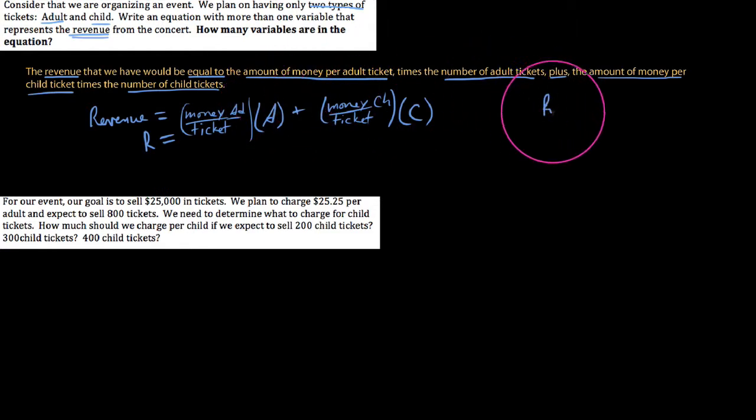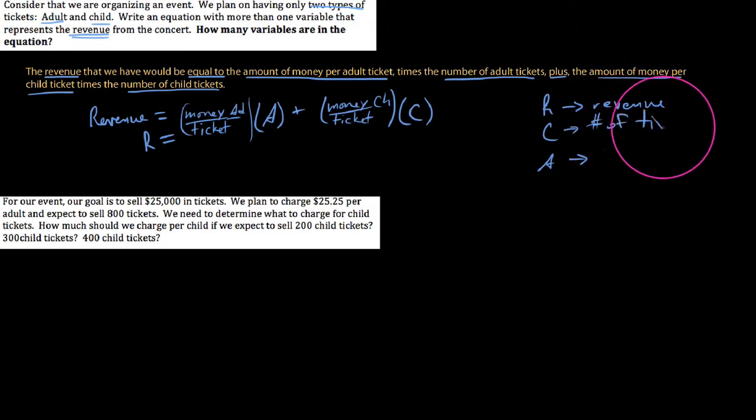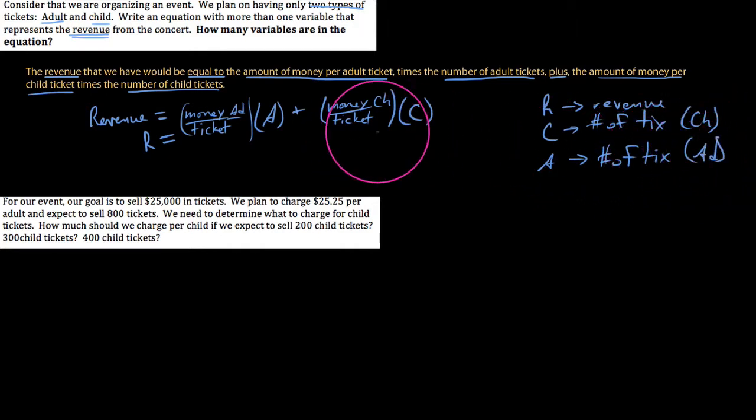Where we would define these off to the side, we say R is revenue, C and A are, and this is important, number of child tickets and number of adult tickets. We have to say number of, otherwise we're thinking that the letter actually equals a ticket, and it's not a ticket, okay? With this model though, once we've written it and we have our equation here, we can actually start to solve for some unknowns.